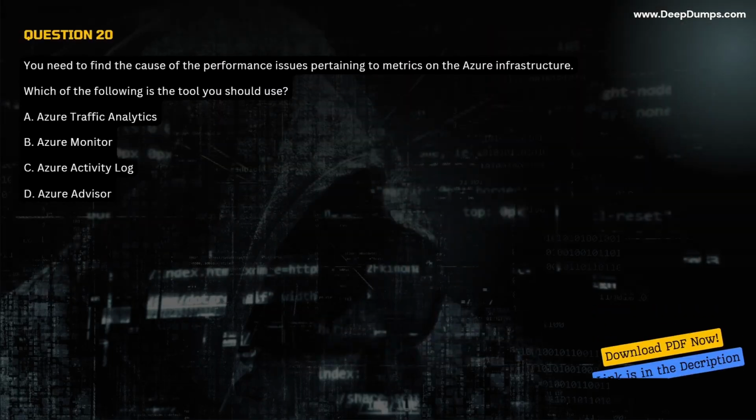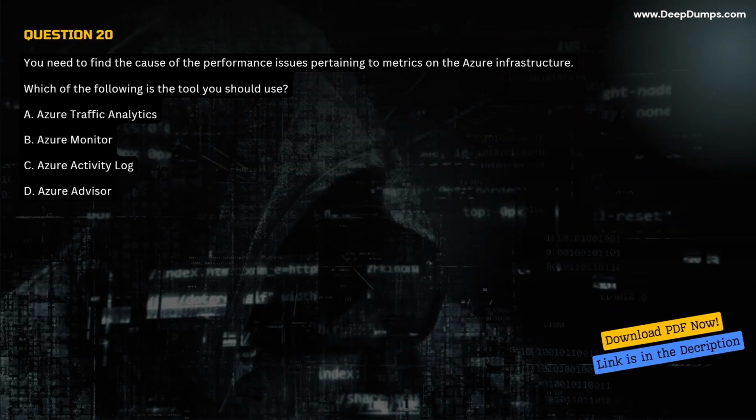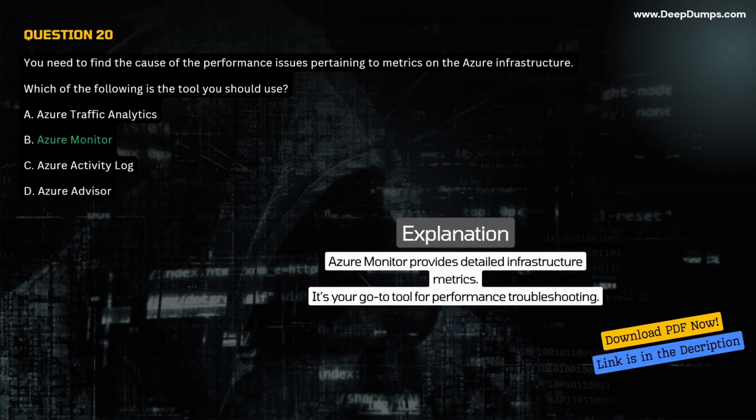Question 20. You need to find the cause of the performance issues pertaining to metrics on the Azure infrastructure. Which of the following is the tool you should use? A. Azure Traffic Analytics. B. Azure Monitor. C. Azure Activity Log. D. Azure Advisor. Correct answer is B. Explanation: Azure Monitor provides detailed infrastructure metrics. It's your go-to tool for performance troubleshooting.